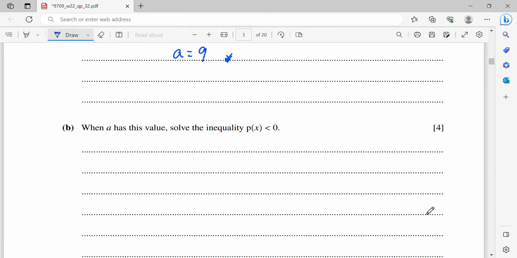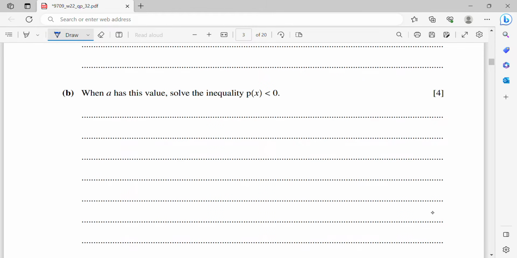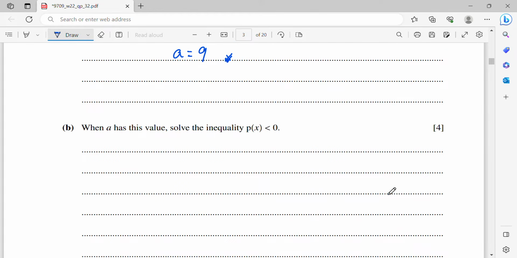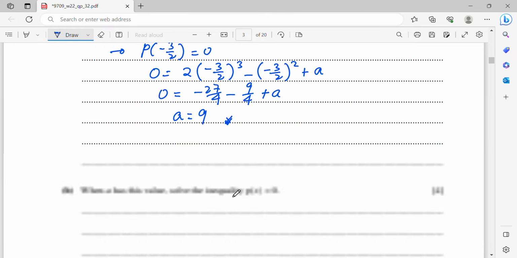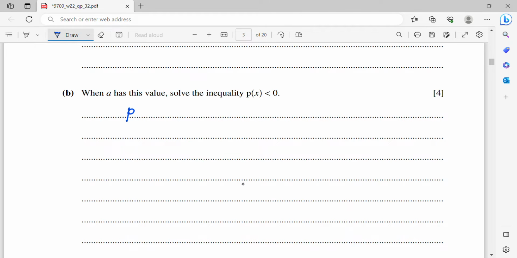Okay, so now b, when a has this value, solve the inequality p(x) less than 0. So now we need to rewrite our p(x) first. So our p(x) becomes 2x cubed minus x squared plus 9. So I will rewrite my p(x).